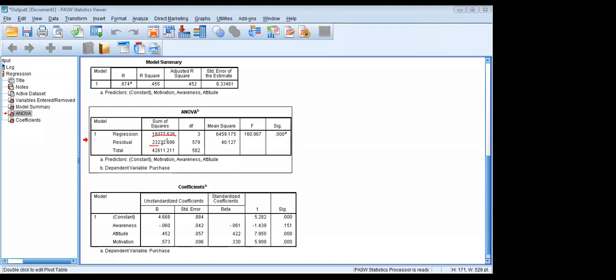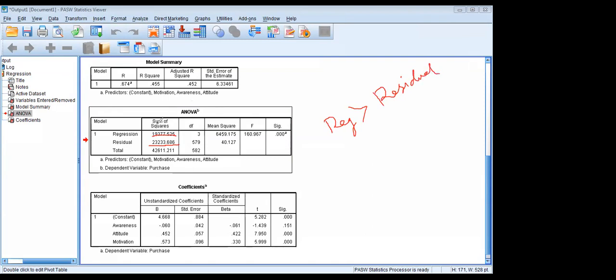19,377. Another one. 23,233. Actually, regression should be more than residual. That is for a good regression analysis. Your regression should be more than residual. Remember this. I have another data where I will get this and I will show it to you.